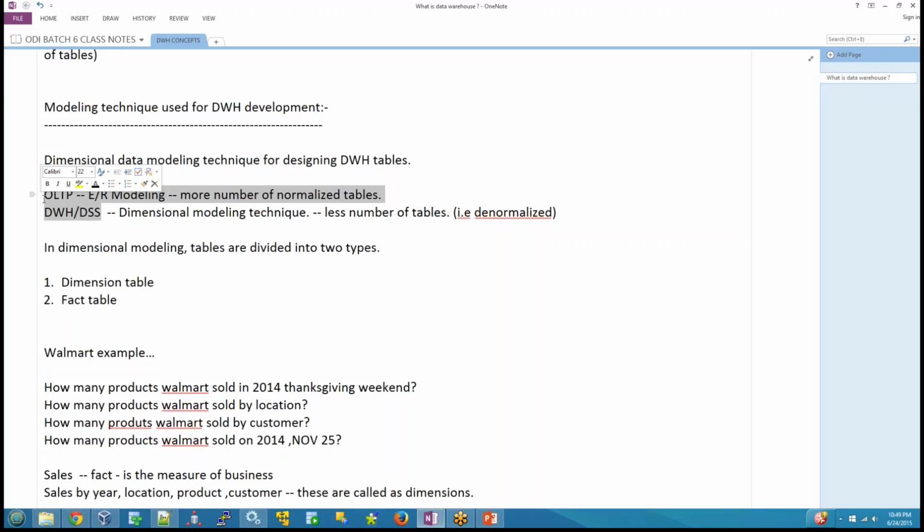Everybody is clear on the introduction of the data warehouse, the architecture and the data flow? Yes or no, please? Okay. So today I'm stopping here. Tomorrow we are going to start our actual tool-specific sessions. Tomorrow we are going to have a class at 10 o'clock.